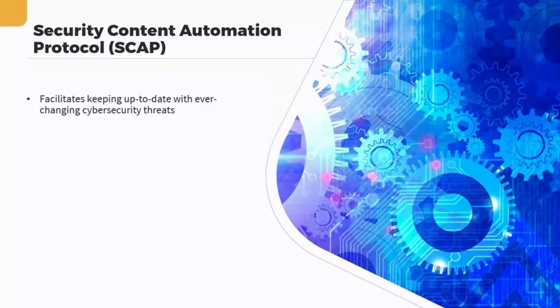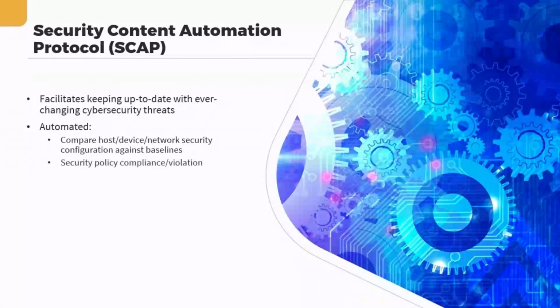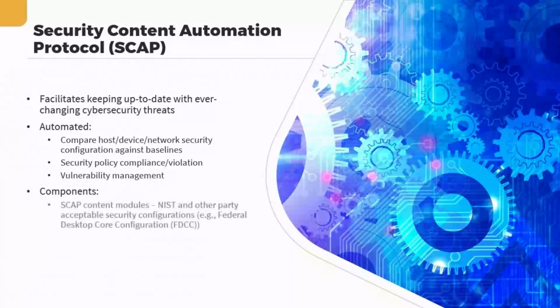Now automation means that we can compare various types of configurations at the host level, at the network device level, at the network level, even at the app level, against pre-configured baselines of what we determine is normal in our environment. Baselines are so important with security incident detection. This can then identify any security policy compliance or, of course, violations, and it allows us to manage any discovered vulnerabilities.